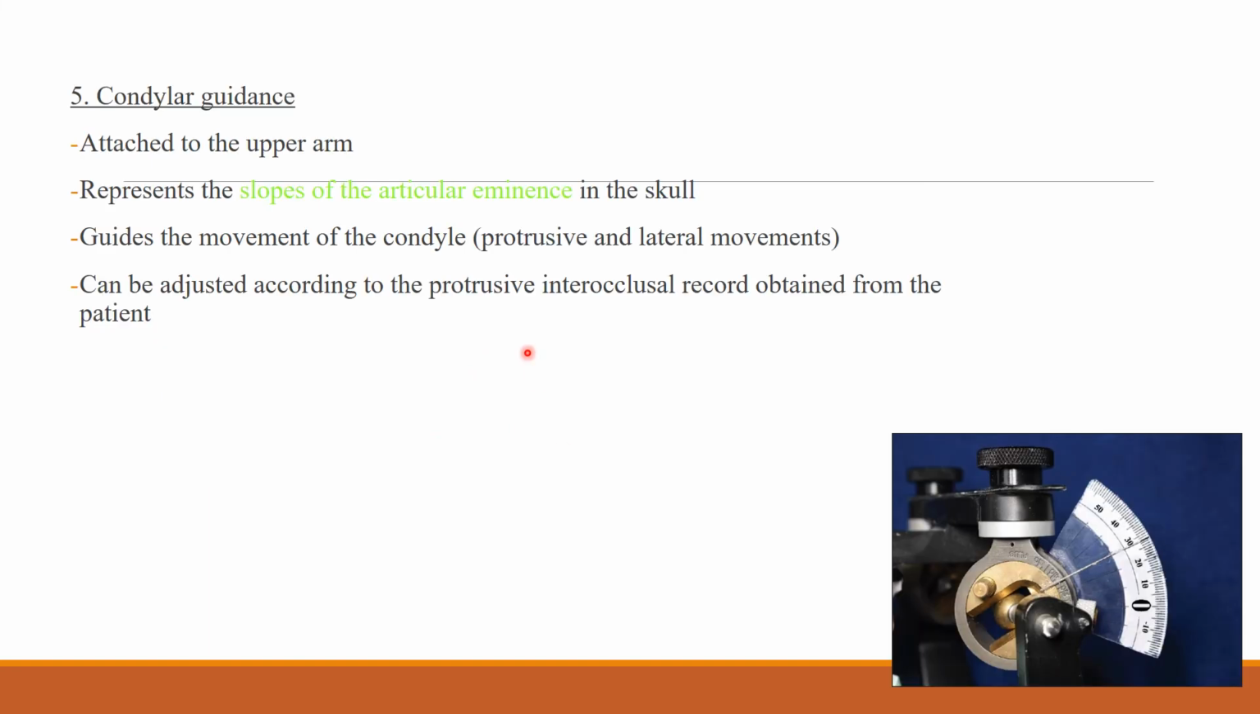Okay, condylar guidance. So this whole thing is the condylar guidance. You can see that you can go from 0 to 50 and minus 10 as well. It is attached to the upper member and represents the slope of the articular eminence in the skull. They slope in such a manner that we can do the excursion movements, yes, the protrusive and the lateral movements. It can be adjusted according to the protrusive interocclusal record obtained from the patient.